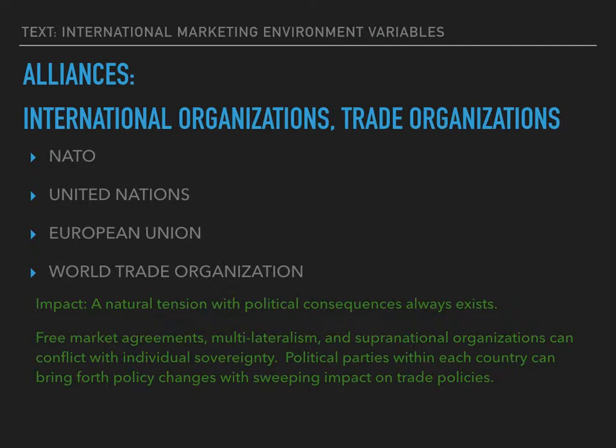Some of the examples listed here you might be familiar with: NATO, the United Nations, the European Union, and the World Trade Organization. The World Trade Organization was created in the 1990s specifically to help settle and create policy around international trade norms to promote economic stability and to promote peace among the world's nations and how we do commerce. There is a natural tension with political consequences that always exists with all of these supranational organizations.